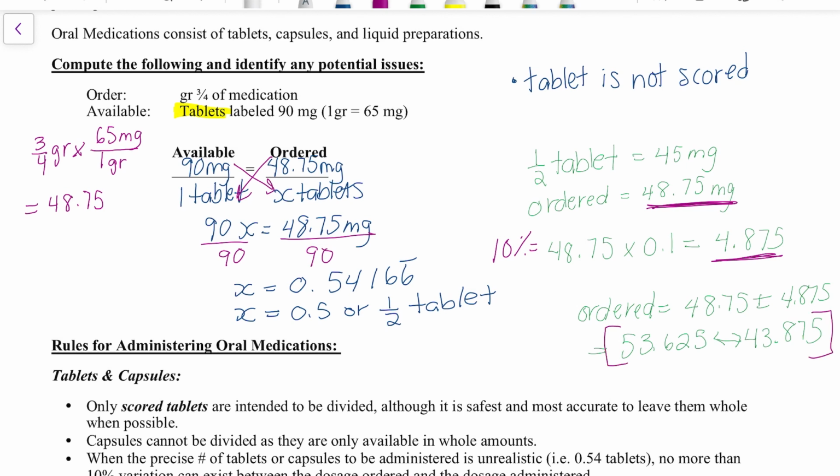Now in this case, 45 milligrams or half a tablet would be within that range, so that is a safe rounding. So if this tablet was scored, then giving half a tablet is within that 10% range and therefore would be safe. So far the only problem with our rules is that the tablet is not scored.